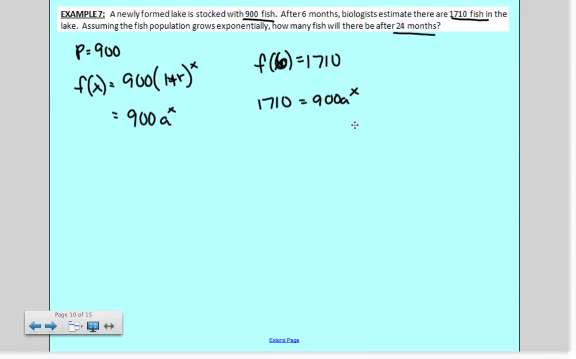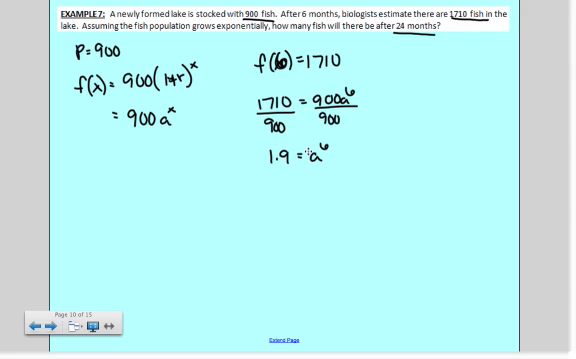Now that we have a growth rate when x is 6, we can put a 6 right there where the x was. And now, how would you solve this? Just think, we're solving for the a, so we need to divide by the 900 on both sides. And it turns out that when you do 1,710 divided by 900, you get 1.9. And 1.9 equals a to the 6.